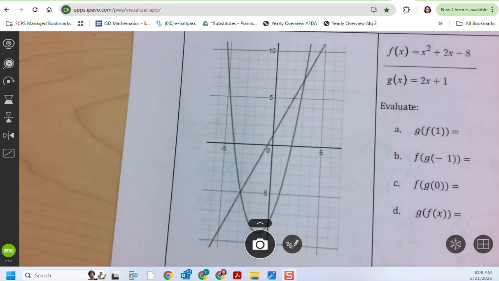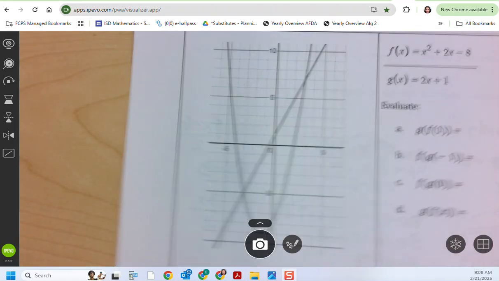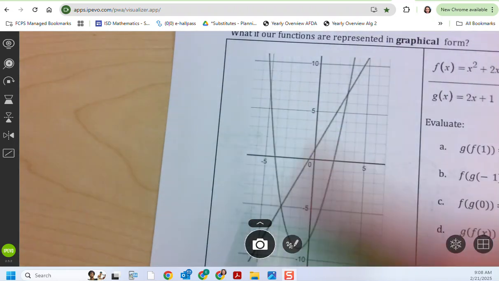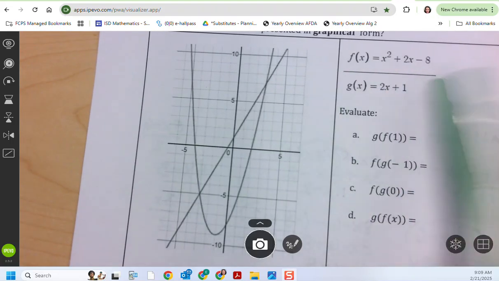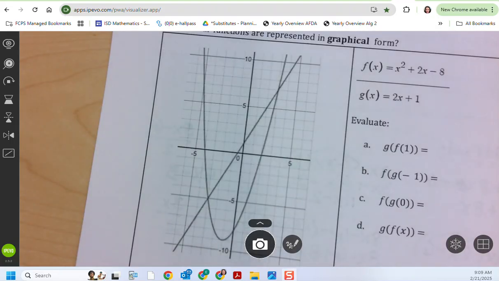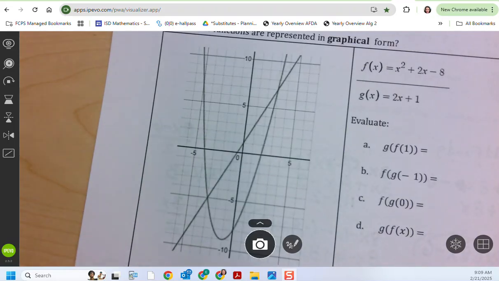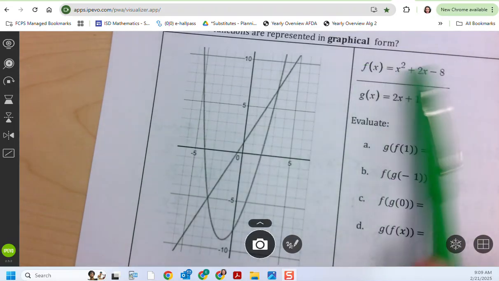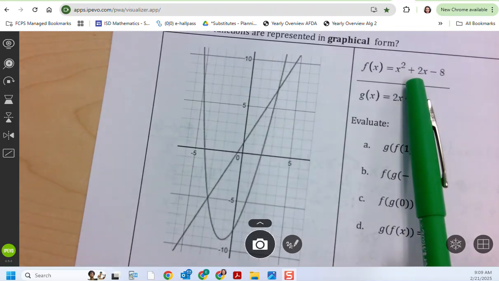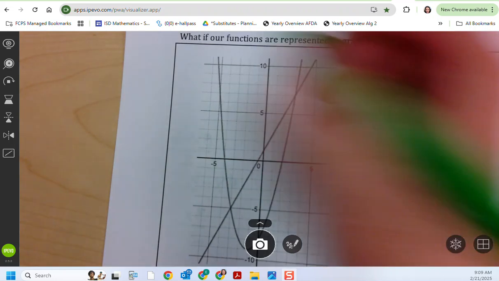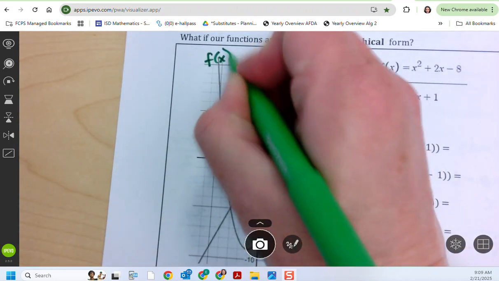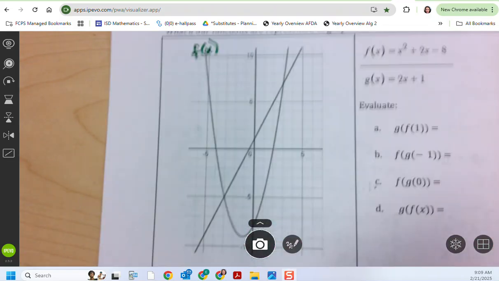All right. Which of our functions are represented in graphical form? So we have a parabola and we have a line. And we have two functions over here. Can you guys tell whether f is the parabola or the line? Look at the function. What about this function tells us if it's the parabola or the line? It's the line. Because it's a quadratic formula. All right, so Ahmed says this one is quadratic. You guys see that because of the squared? Oh, that means it's going to be the other one. That means it's going to be the parabola. All right, so let's label the parabola f. And let's label the line g.